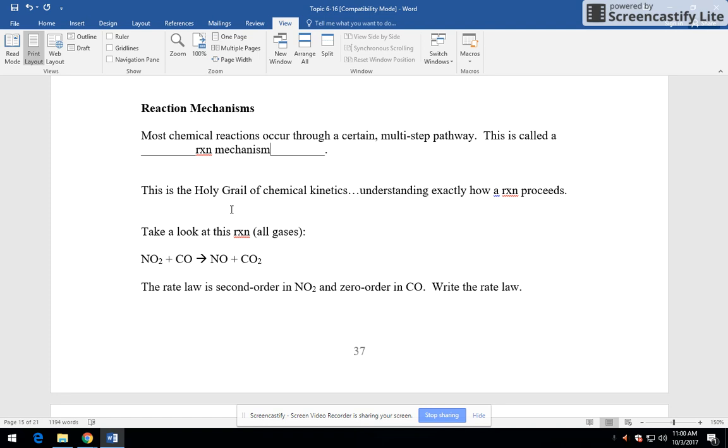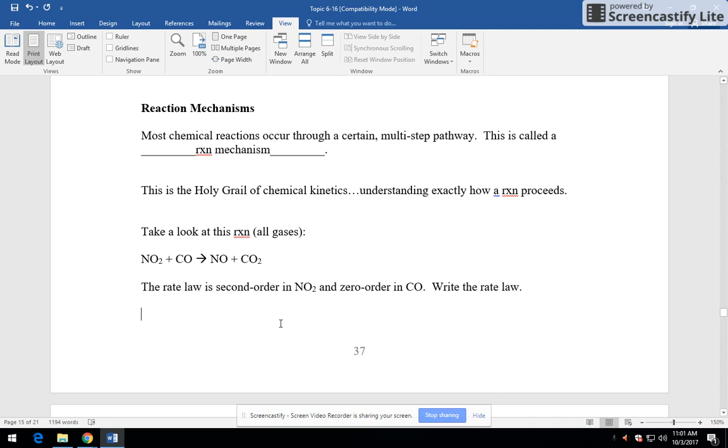But first, I just want to give you what looks like a very simple reaction. NO2 and CO goes to NO and CO2. So essentially, it's just an oxygen transfer, right? An oxygen goes from the NO2 to the CO, and you're left with this. That's not actually how the reaction goes, but I want you to play the game with me right now.